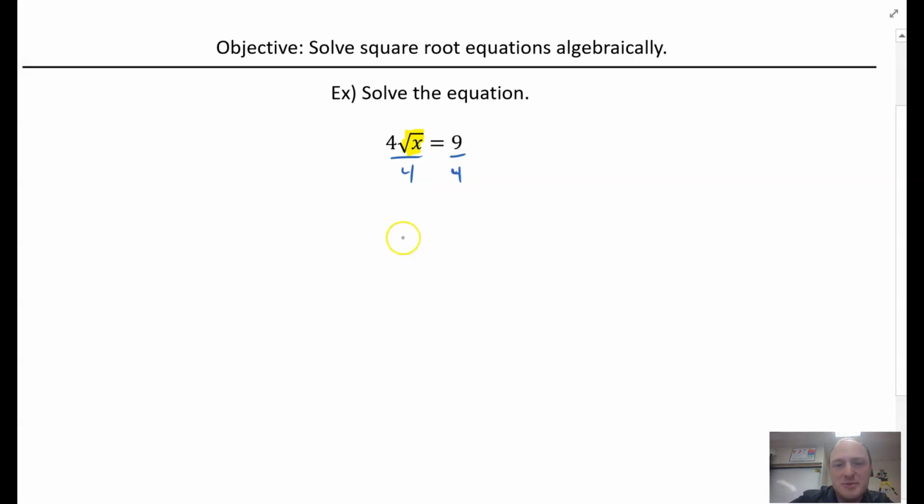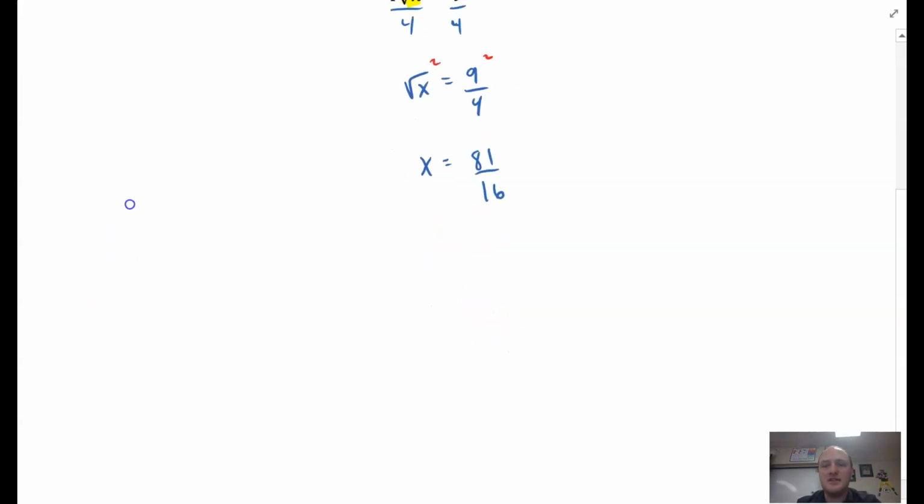So we'll divide both sides by 4 to give us the square root of x is equal to 9 over 4. And then I want to square each side. Okay, so we get x is equal to 81 over 16. Okay, and this is possible.